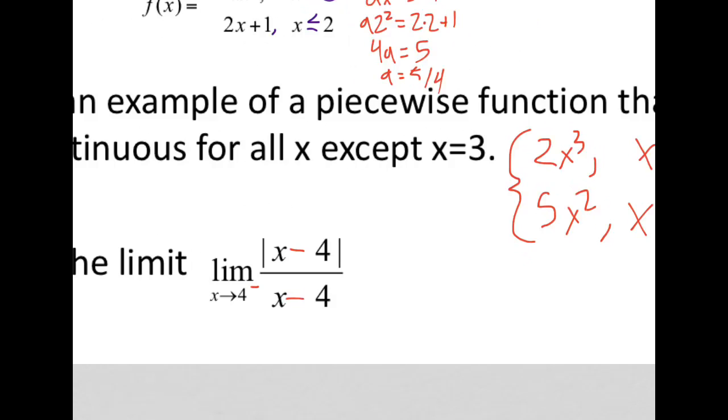Remember that this is going to be our function that looks like that, and that's going to be x value of 4. And coming to the x value of 4 from the left, we're down in this bottom branch here, which has a y value of -1. So that is our limit.